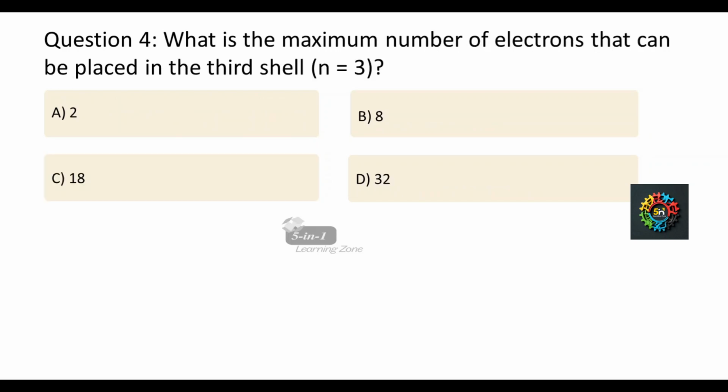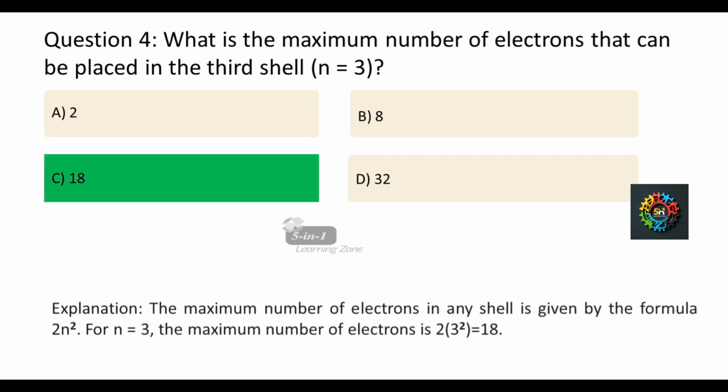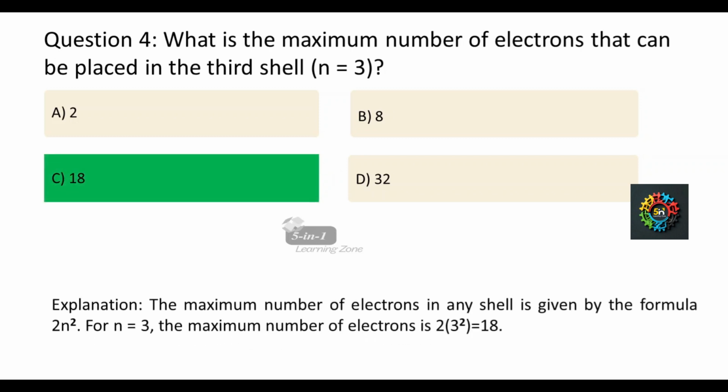4. What is the maximum number of electrons that can be placed in the third shell? n equals 3. Answer: C. 18. Explanation: the maximum number of electrons in any shell is given by the formula 2n squared. For n equals 3, the maximum number of electrons is 2 times 3 squared equals 18.